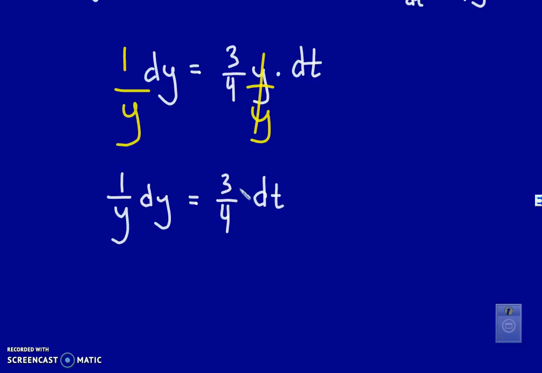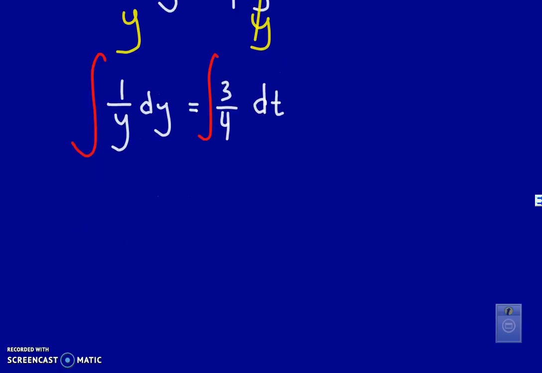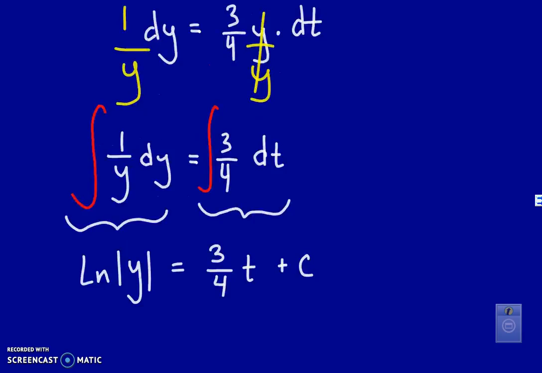There is no variable t, no big deal. We're just going to go ahead and integrate both sides. So once again, pause the video and integrate, and then compare it with mine. So we get ln of the absolute value of y is equal to 3 over 4t plus c.